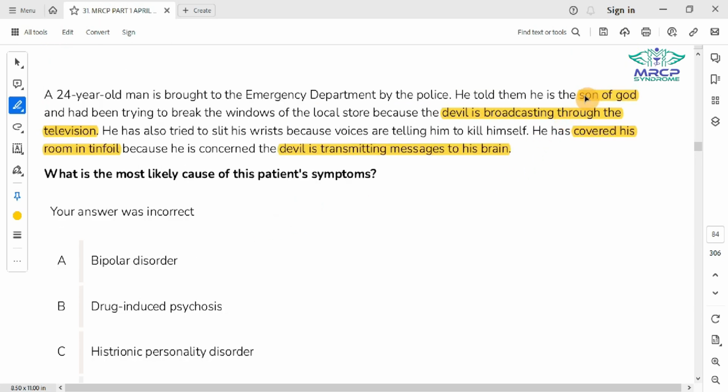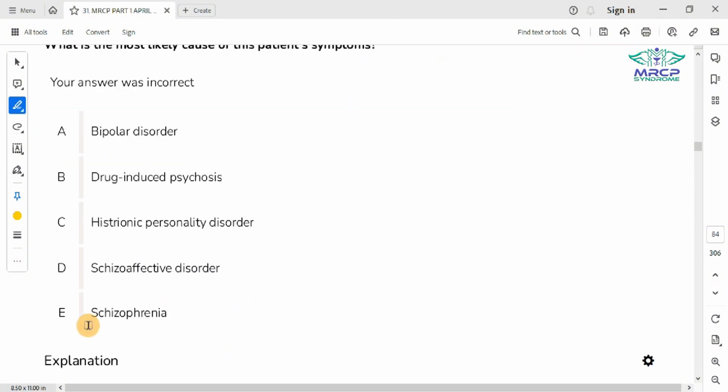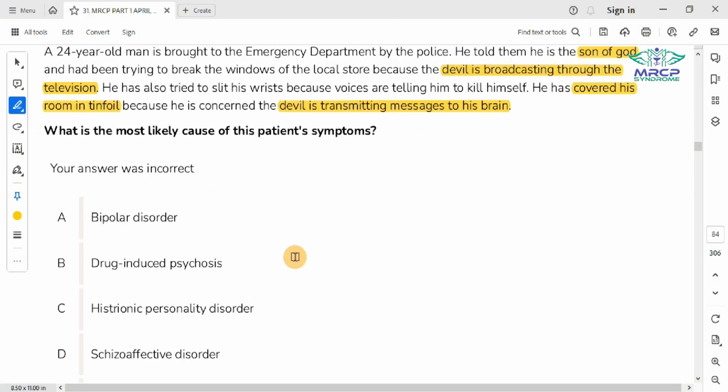Son of God, this points towards delusion of grandeur. The patient is also having features of thought broadcasting and thought transmission. So the most likely diagnosis is acute schizophrenia. So what should be the treatment?